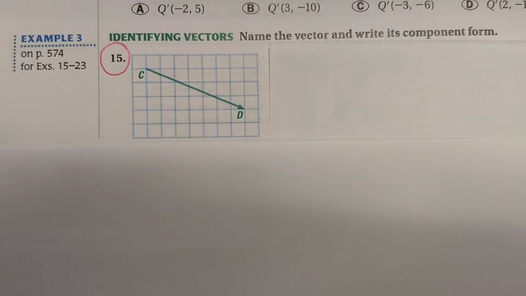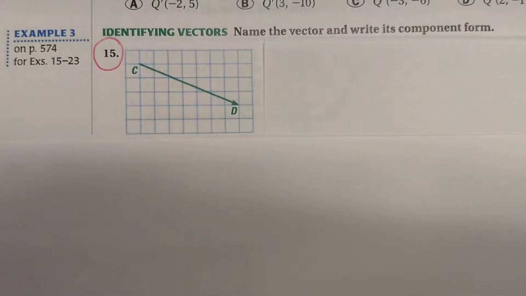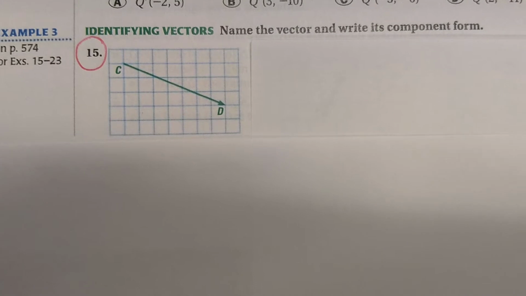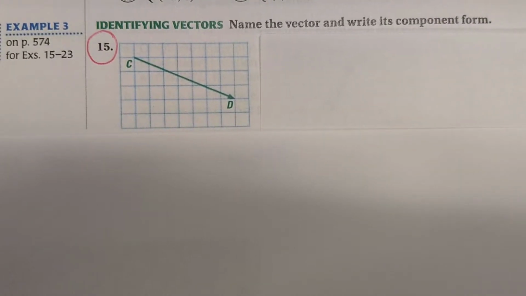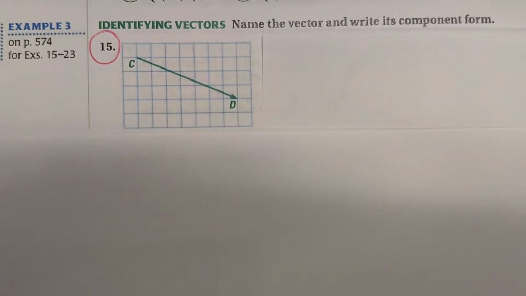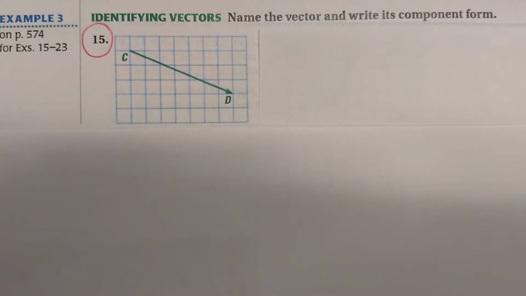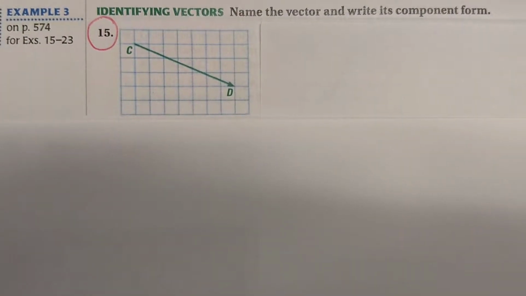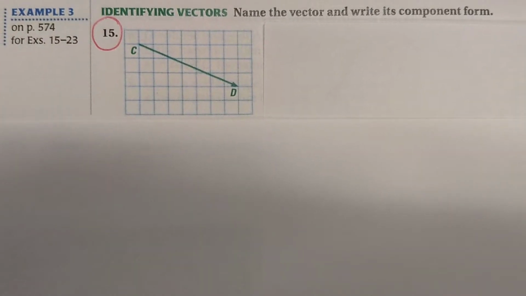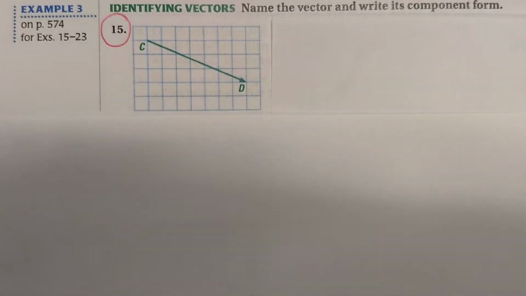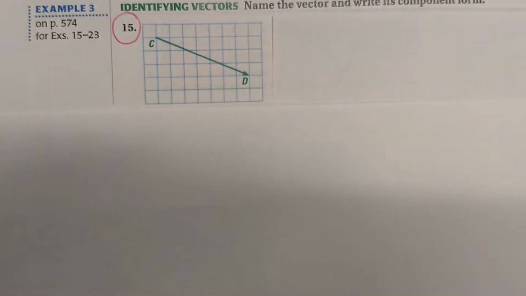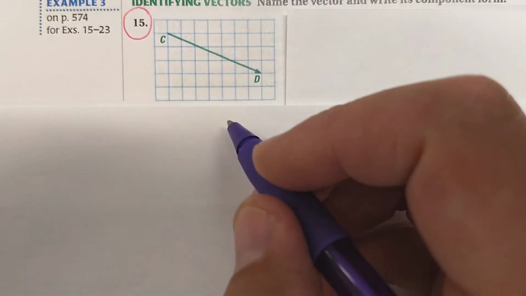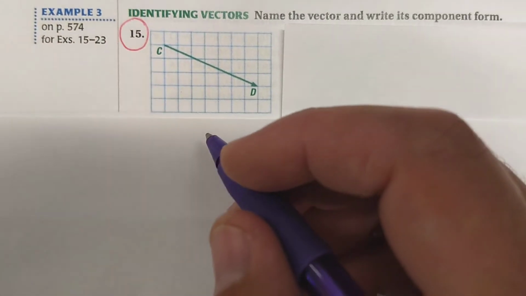Talking about identifying vectors. A reminder that a vector is a quantity that has both direction and magnitude. Magnitude, we're talking about size. We name those a little bit differently than we would with a ray or a line segment. We're still going to use the 2 points that we have as part of the vector. So we're going to use C and D, but you do have to go in a certain direction.